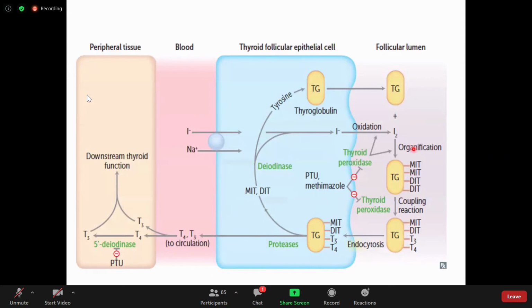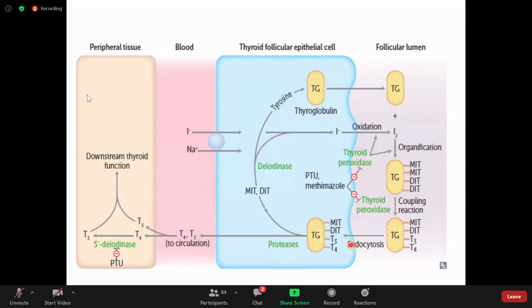Again, this is a similar, much more comprehensive diagram. You see the first step is the formation of the thyroglobulin. Second step is the co-transport of the iodide. Then you have the oxidation. Then you have the organification reaction. Then you have the coupling reaction.